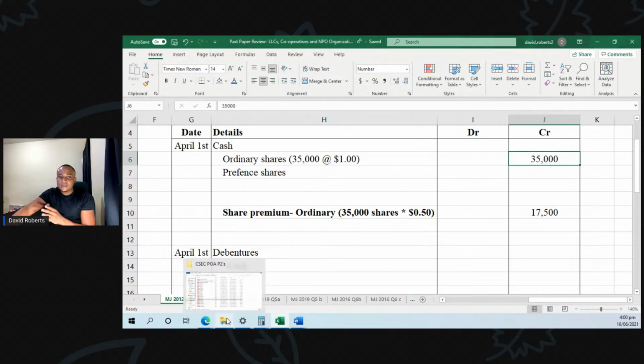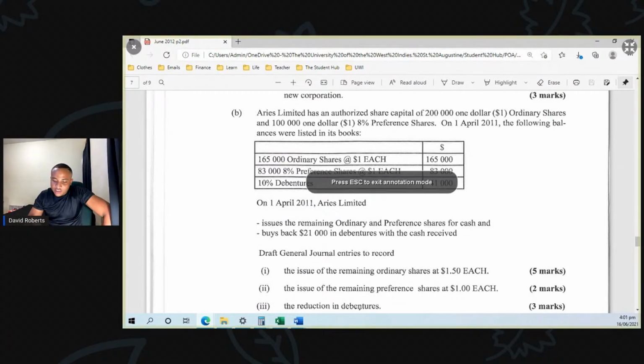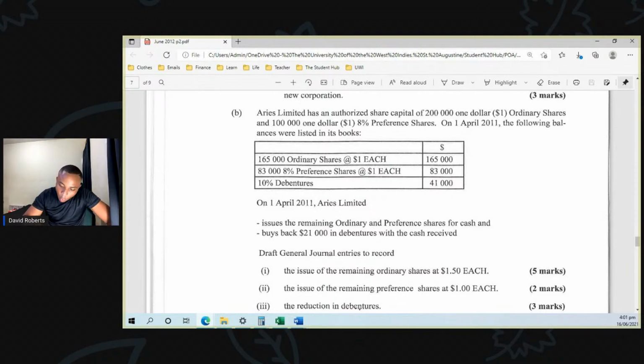So now we are going to do the same thing for the preference shares. This is our next form of ownership in the business. And we have to see, does it have a share premium? The preference shares would have been authorized at $1 per share. However, these preference shares are issued at $1 per share. Question, will the preference shares have a share premium? Why, if yes, and if no? And why does it not have a share premium?